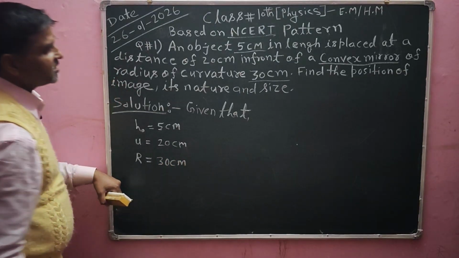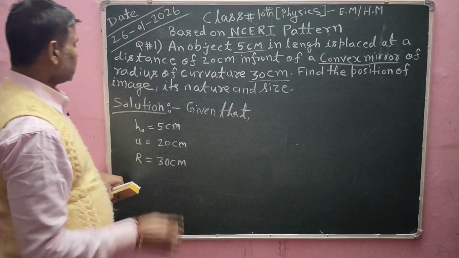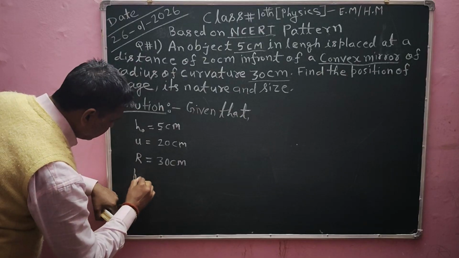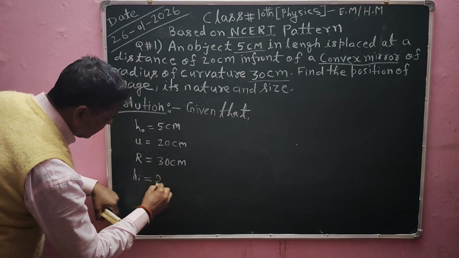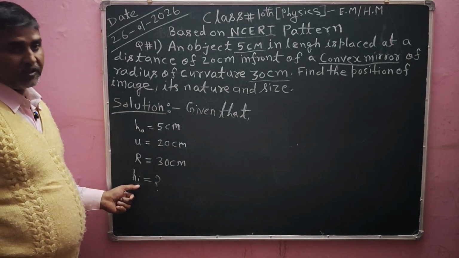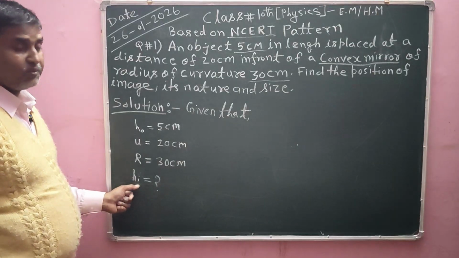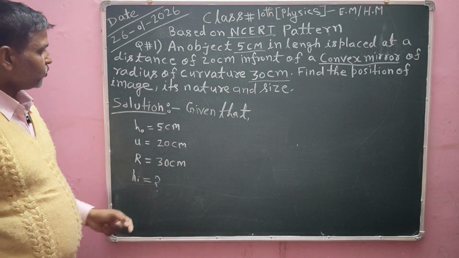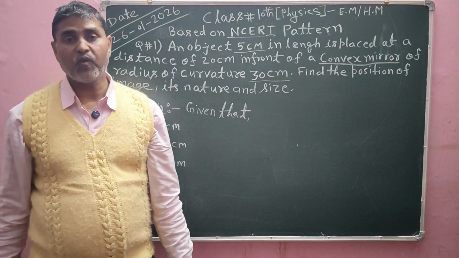After writing 30 centimeter, we have to find the position of the image, that is V, and the height of the image, HI. I stands for image and H stands for height. Height of the image, we have to find. Now nature. We have to find its nature.